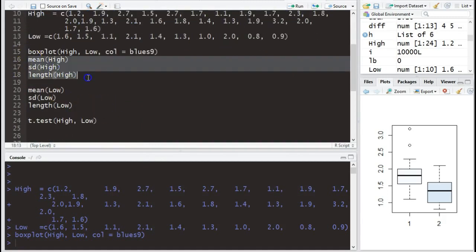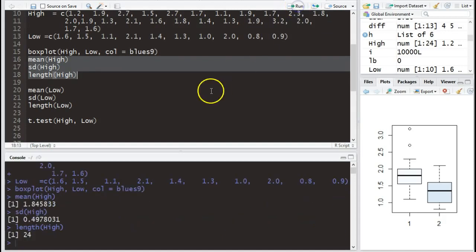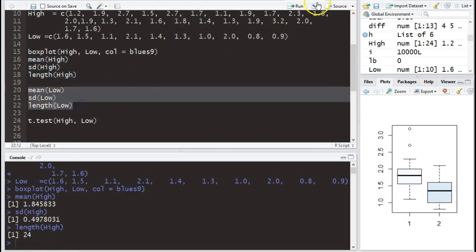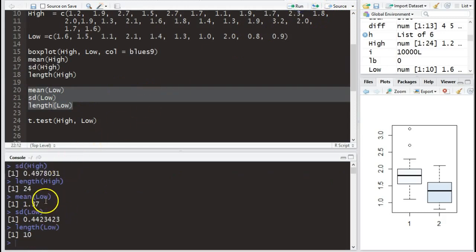All right, we can also calculate summary statistics here. So our mean, standard deviation, and sample size for our high quality fabric. We can see that the mean is 1.845833. We could round that. The standard deviation, and the sample size for this group is 24. And we could do the same for the low quality group. We can see the mean is 1.37, standard deviation is 0.44, and the length is 10. So our sample size is 10 for that group.